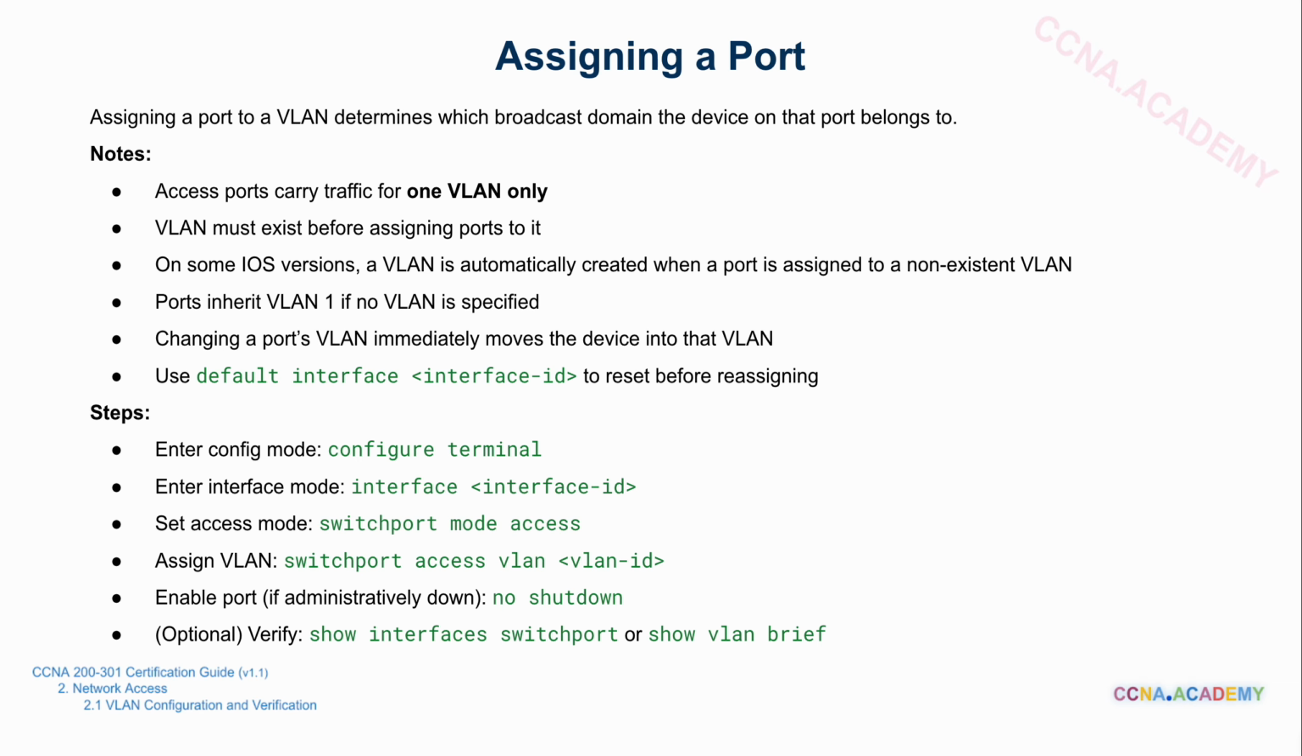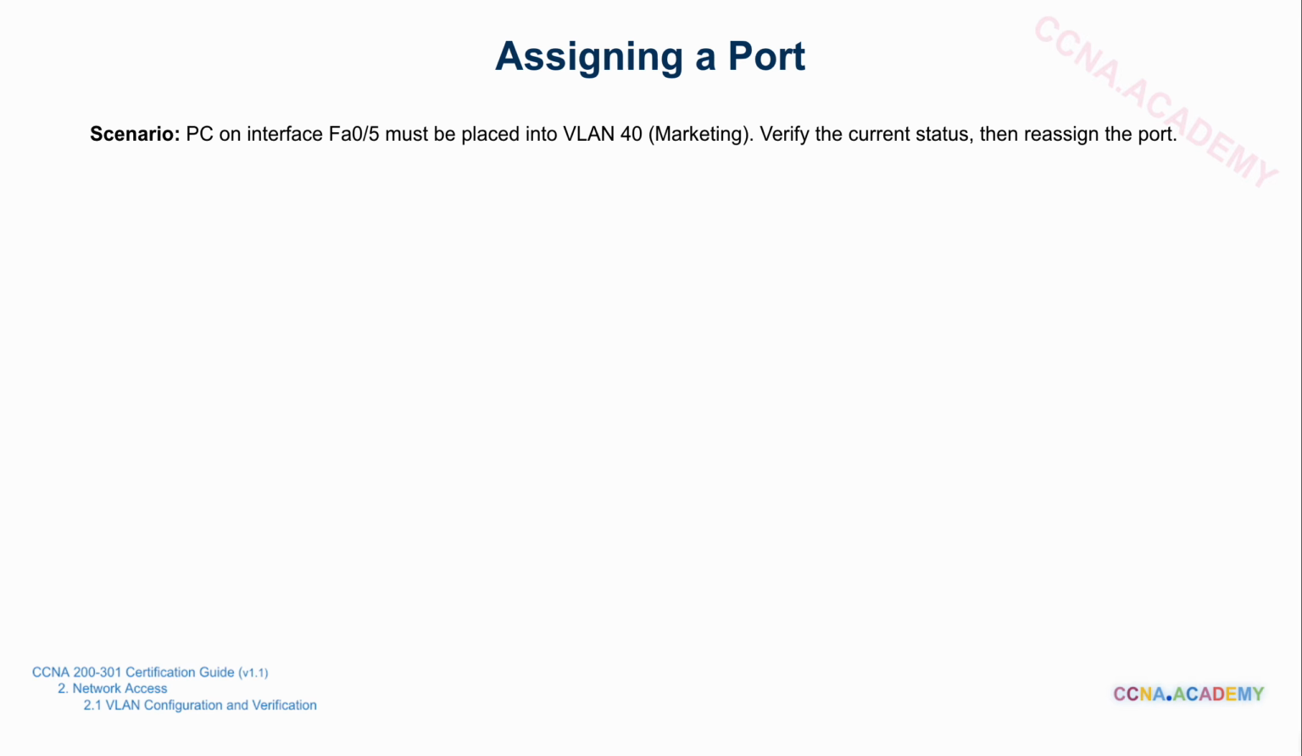To assign a port to a VLAN, the interface is selected first. The port is set to access mode and then assigned to the required VLAN by specifying the VLAN number. The VLAN must already exist. Once applied, the connected device immediately becomes part of the new VLAN. Here, a PC connected to a switch port needs to be assigned into a specific VLAN.